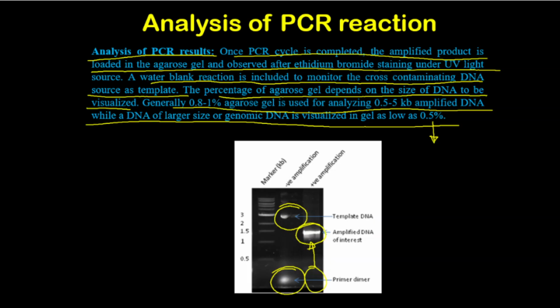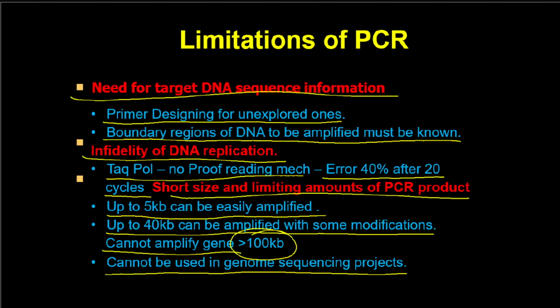The percentage of agarose gel generally depends upon the size of DNA to be visualized. Generally 0.8 to 1% agarose gel is used for analyzing 0.5 to 5 kb amplified DNA, while DNA of large size or genomic DNA is visualized in a gel as low as 0.5%. But if the size of your amplicon is very small, then you generally go for either 2% or 2.5% agarose. Generally 2% is preferable.